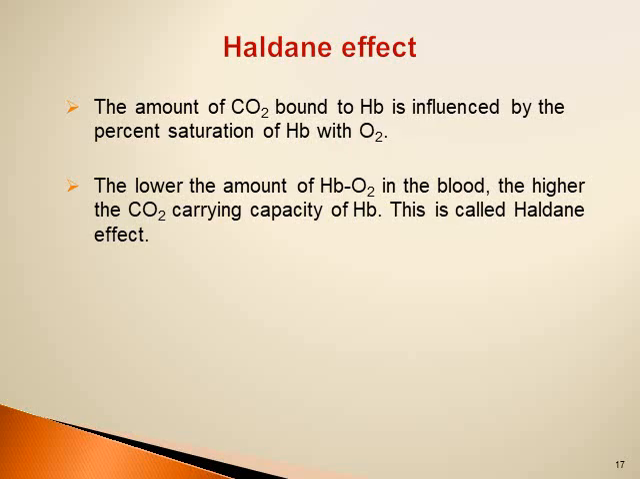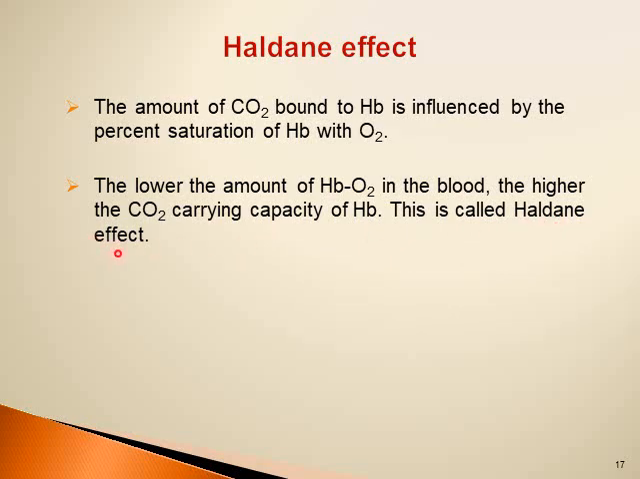So if we have a high amount of oxyhemoglobin inside the red blood cells, this means that this hemoglobin can carry less carbon dioxide. If we have less oxyhemoglobin, it means that the affinity of this hemoglobin will be higher for carbon dioxide, and hemoglobin can carry more carbon dioxide. So the lower the amount of oxyhemoglobin in the blood, the higher the carbon dioxide carrying capacity of hemoglobin. This is called the Haldane effect.